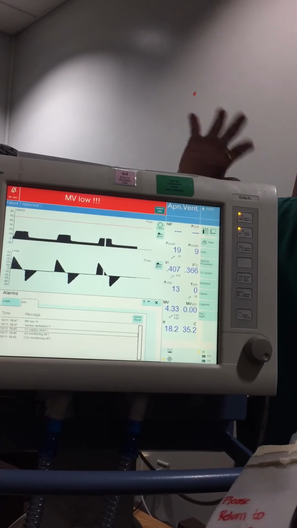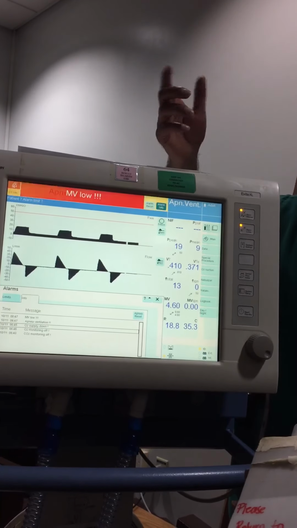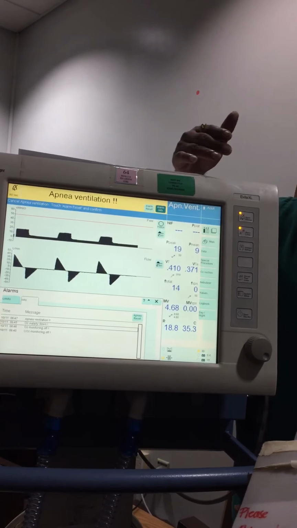Sometimes the patient has high tachypnea, high rate. So you have to think about sedation for that kind of patient.